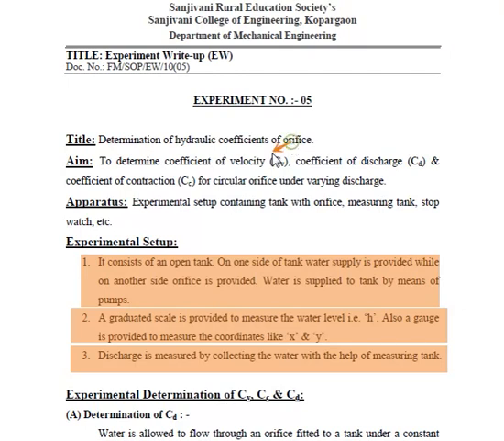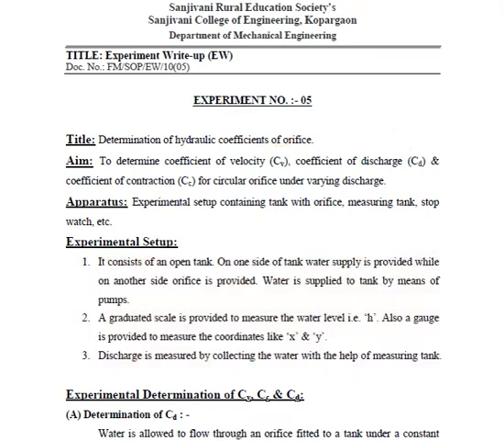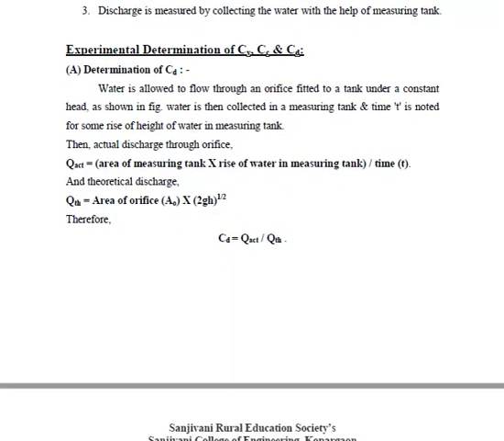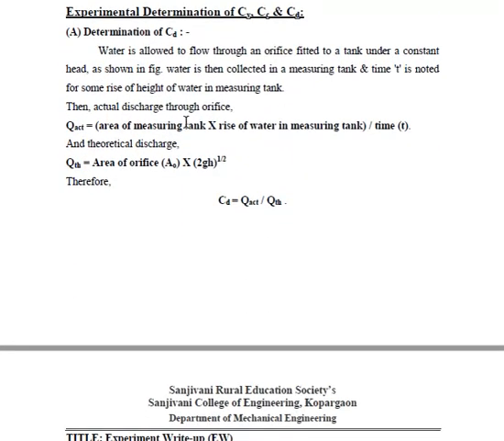So what is the aim? To find CV, CD, and CC. Now let us see in detail. Here we have to go through some formulas which are theoretically derived.